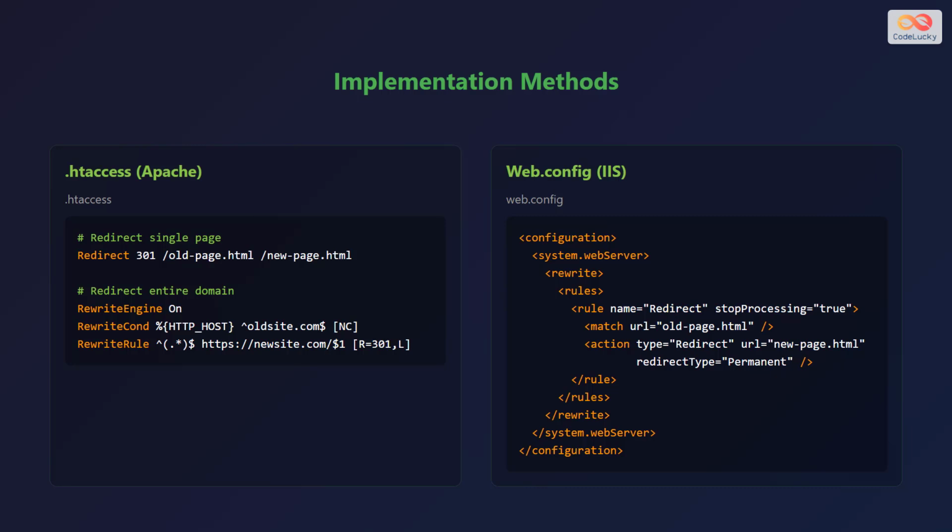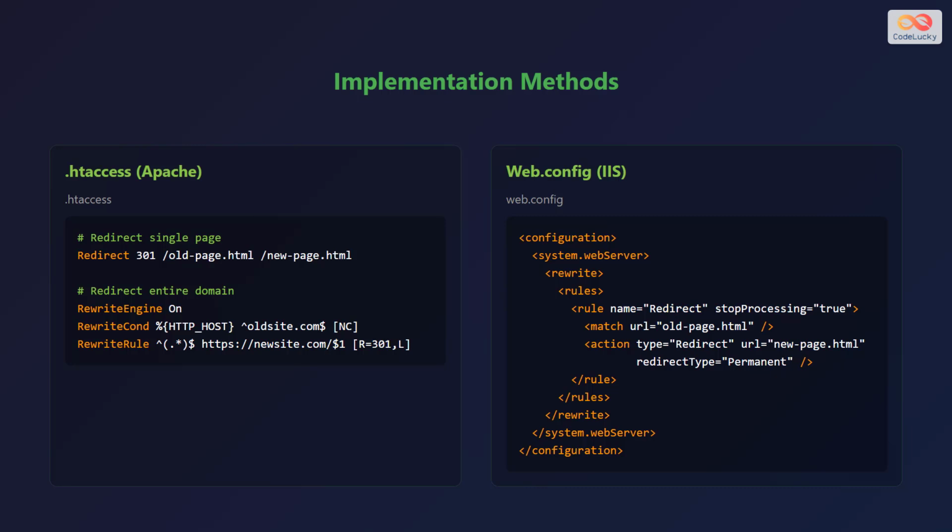There are several ways to implement 301 redirects, depending on your server environment. If you are using Apache, you can use the .htaccess file. To redirect a single page, you can use the Redirect directive followed by the 301 status code, the old page URL, and the new page URL. To redirect an entire domain, you can use the RewriteEngine, RewriteCond, and RewriteRule directives. The RewriteCond directive checks if the HTTP host matches the old domain, and the RewriteRule directive redirects all requests to the new domain.